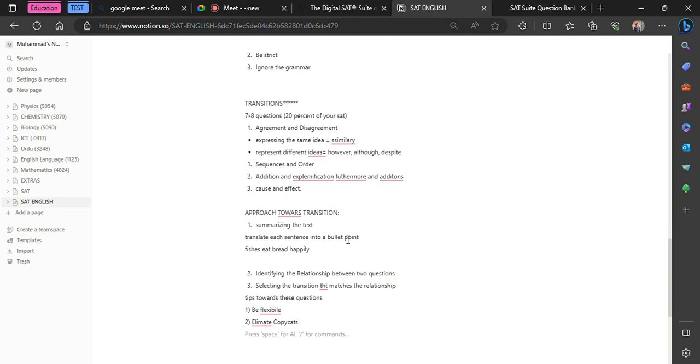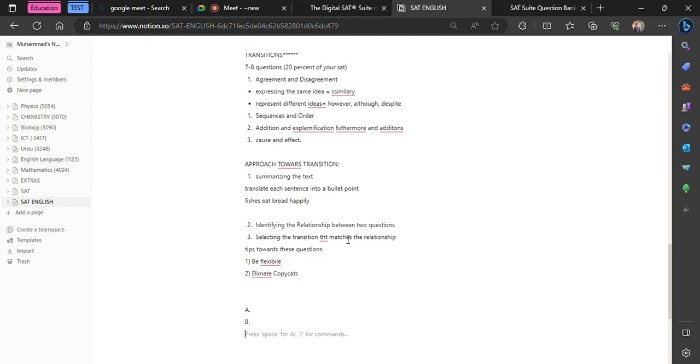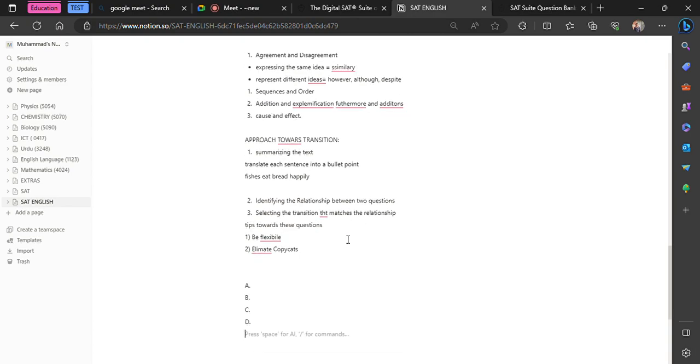Because on the SAT, questions are organized in a way. Let's understand this. We have A, B, C, and D. There are 4 option choices that are going to be provided to you on the digital SAT, and one is going to be correct in them.